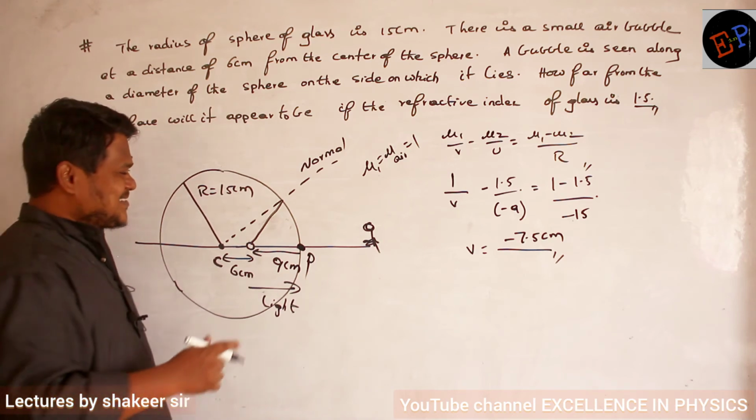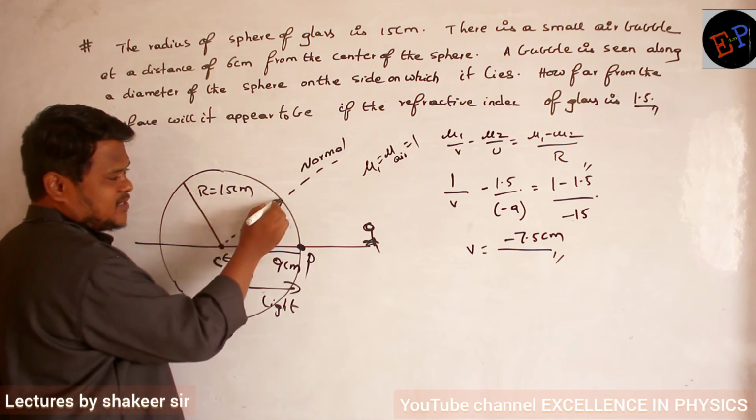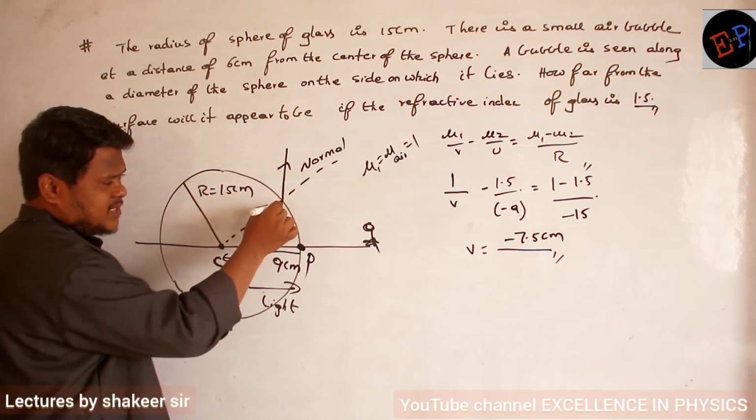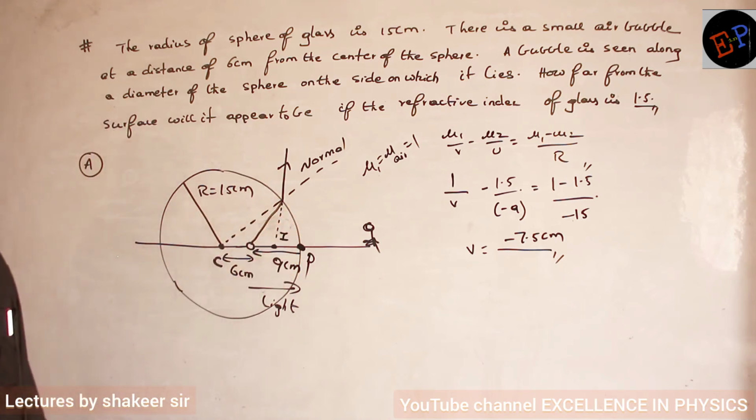Are you able to understand more? So will it bend towards the normal or away from the normal? Away from the normal. So it starts moving like this. Okay. Now if you extend this backwards, the image is created somewhere here. Satisfied now? Clear now?